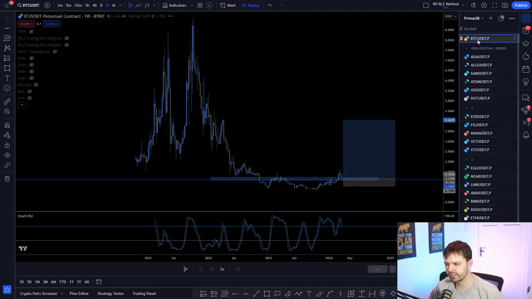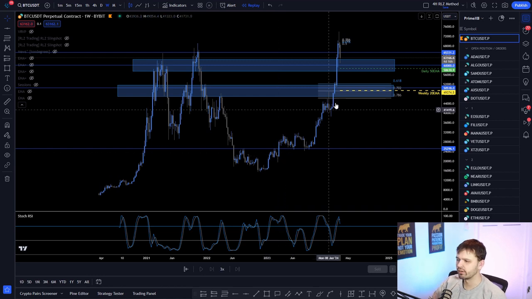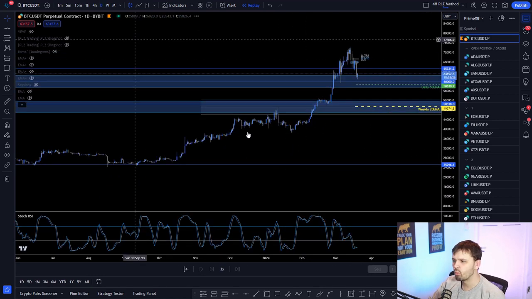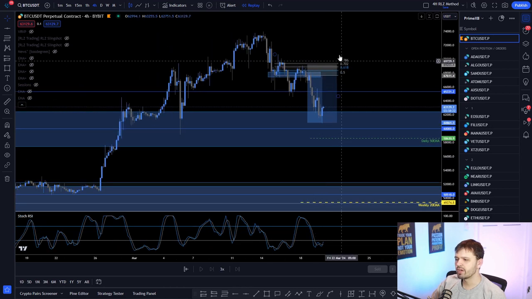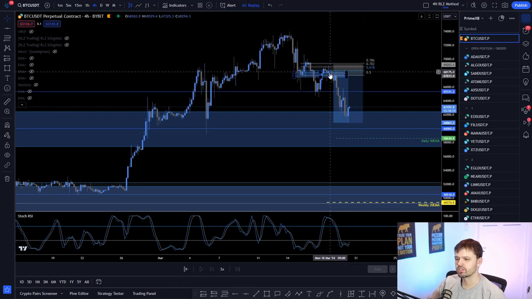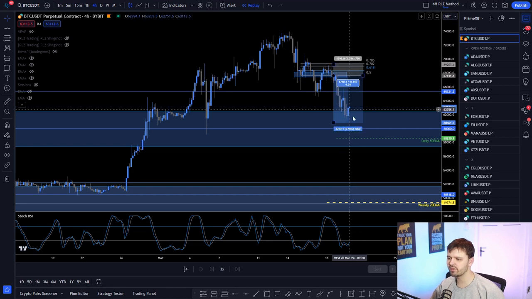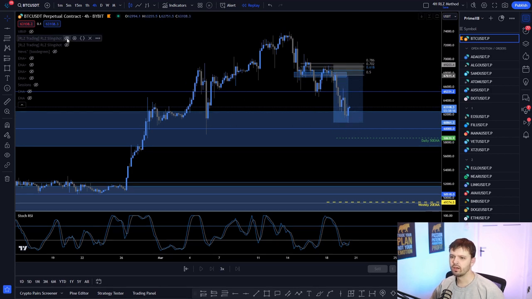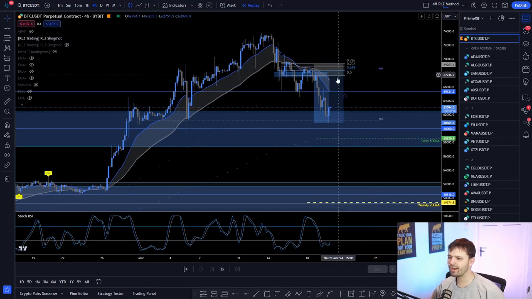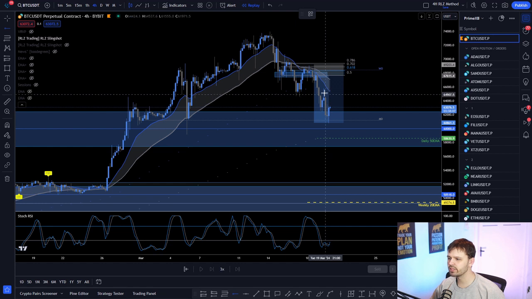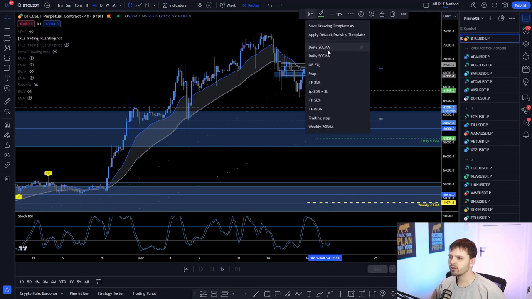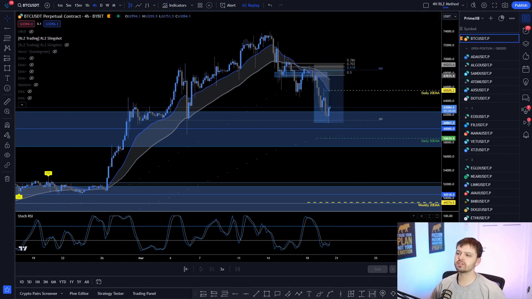Let's go back to Bitcoin to do a recap of what we're looking at on Bitcoin. What would show confirmation of a bullish market structure again? Well, we now have a bounce on the monthly open right here. The first thing I want to see is a reclaim of the daily 20 EMA, which is right here. So a reclaim of the daily 20 EMA would be the first sign of strength.